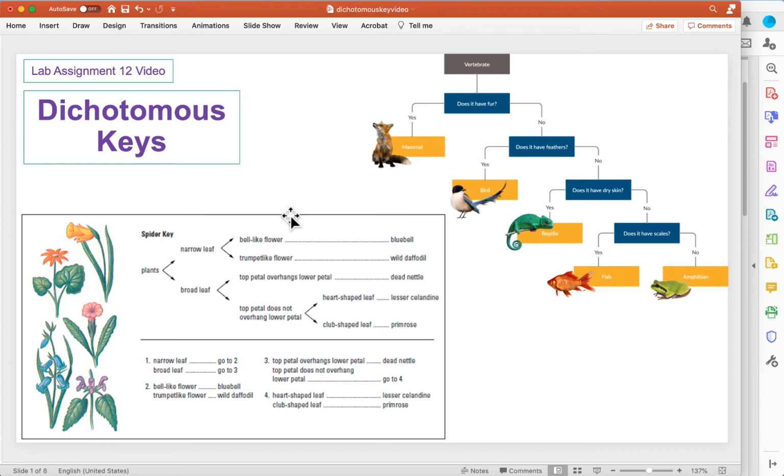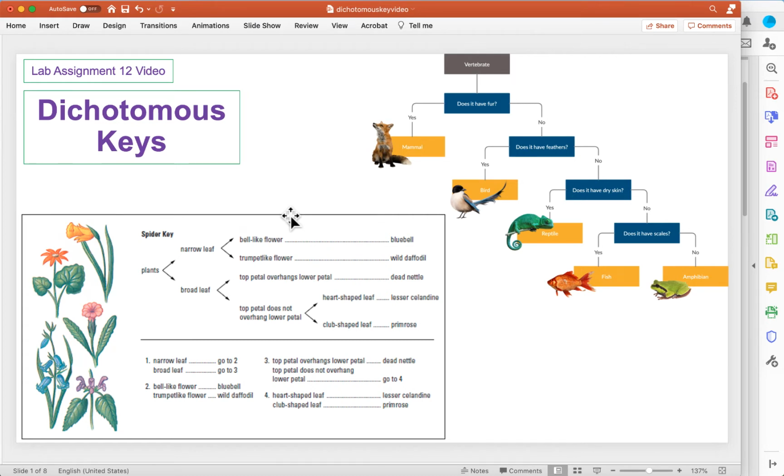What is a dichotomous key? Well, that word dichotomous comes from the word dichotomy, which implies a split into exactly two things. That root di implies two. And what you see is a binary split.